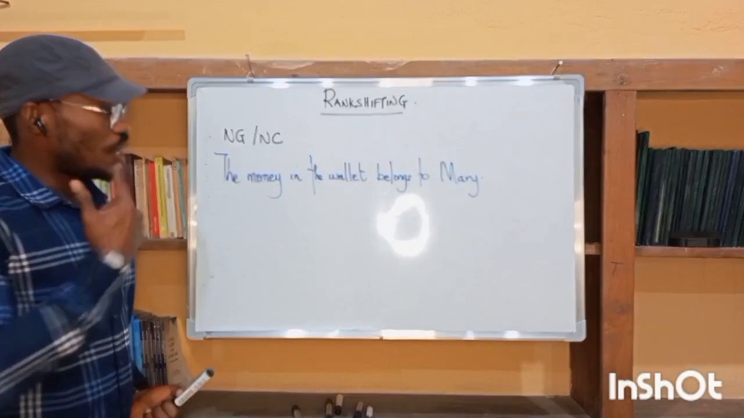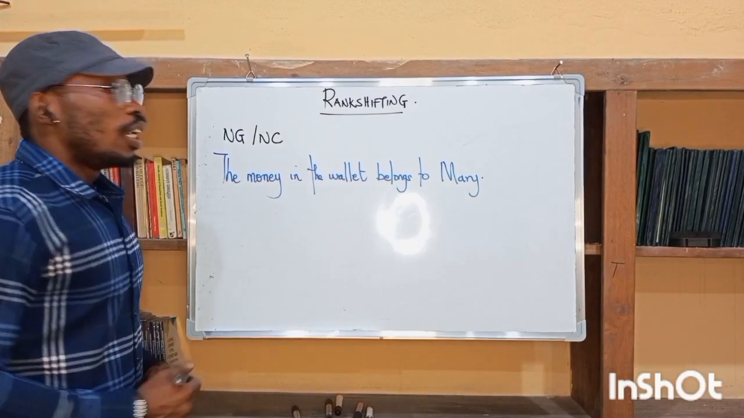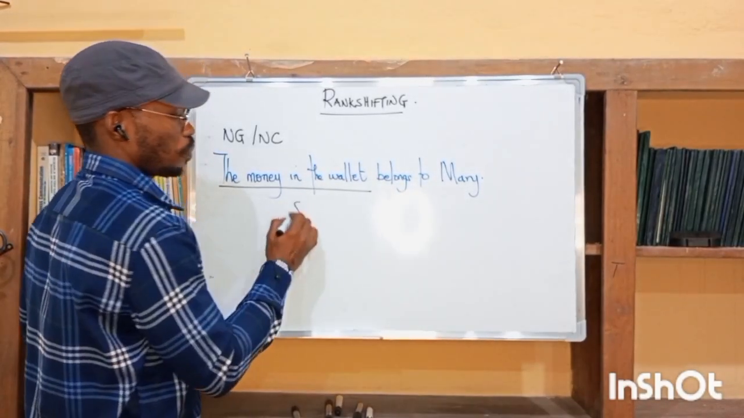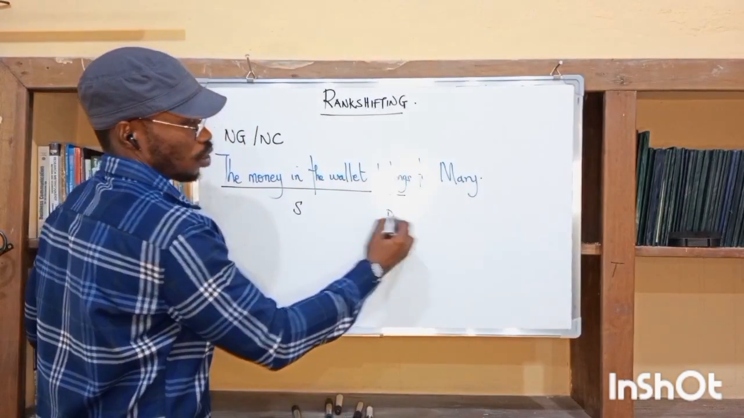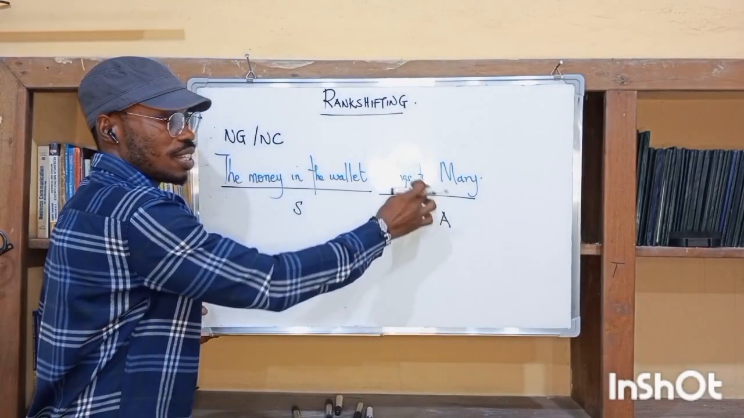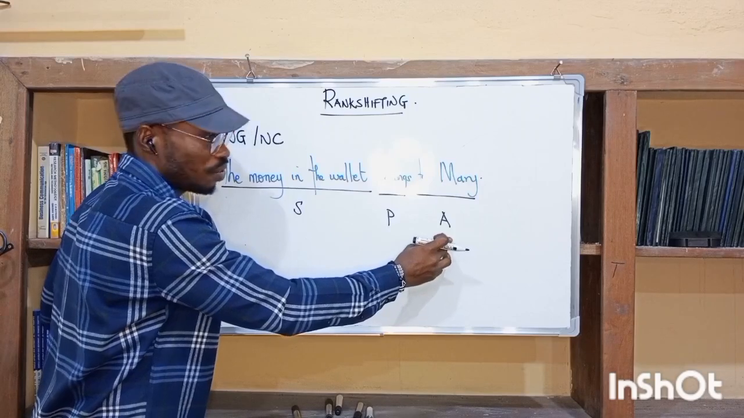Another example, the money in the wallet belongs to Mary. Let's do clause structure arrangement for this. We have the money in the wallet being the subject because of the emphasis of the sentence. Belongs is the predicator. To Mary is the adjunct. This adjunct is headed by a preposition, prepositionally headed adjunct. That's why this is an adjunct, right?